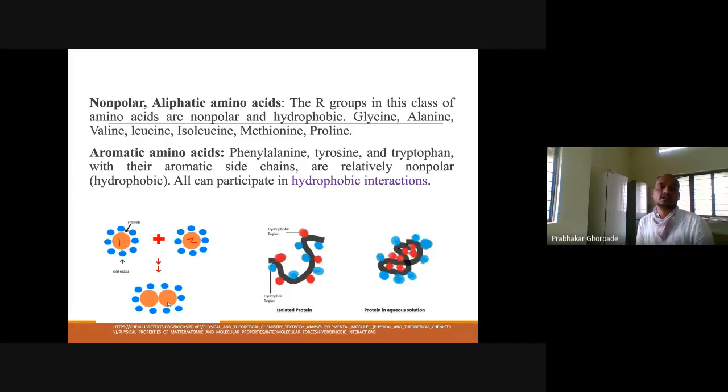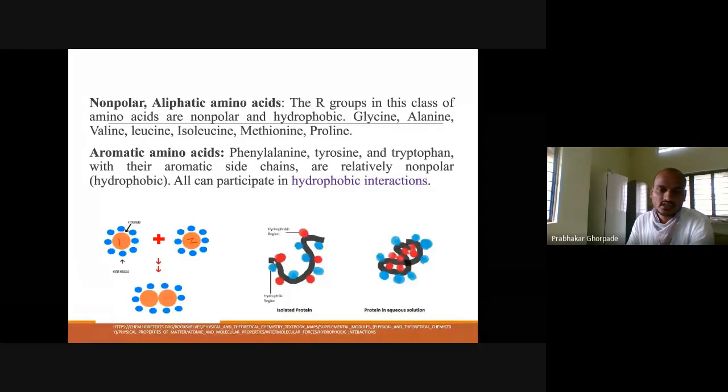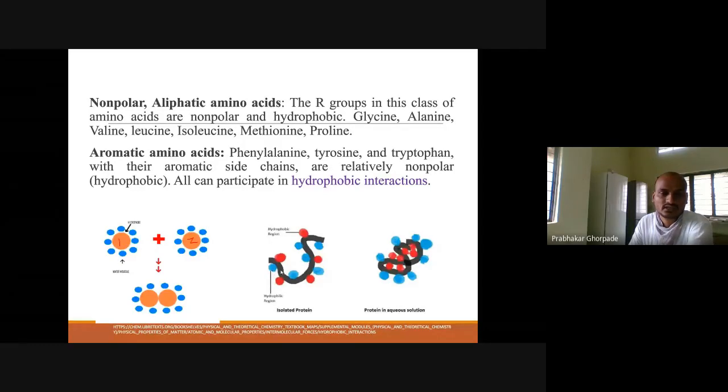And this concept of hydrophobicity is very important in the case of protein molecules. This is an isolated protein. The red is a hydrophobic region, and blue is the hydrophilic region. The blue region amino acids love the water, and the other region amino acids don't love the water. So the protein will fold in such a way that the hydrophobic amino acids minimize the contact with the water.